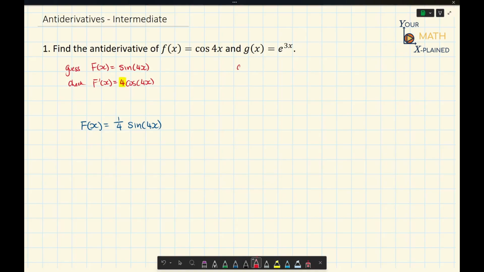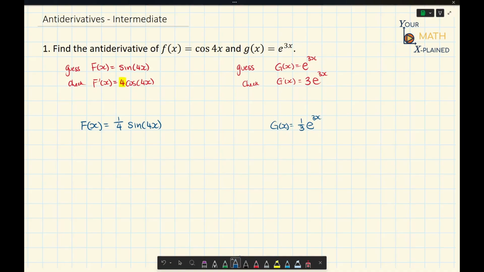And similarly, for g of x, we know that the derivative of e to the x is e to the x. Which means capital G of x is equal to e to the power of 3x. And then we can go ahead and check this, but then we see that capital G prime of x is going to be equal to e to the power of 3x, and then the chain rule is going to force us to multiply this by 3. So again, in order for us to get rid of that 3 in the front, our original antiderivative G of x must have a 1 over 3 in front, so it's going to be 1 over 3 times e to the power of 3x.